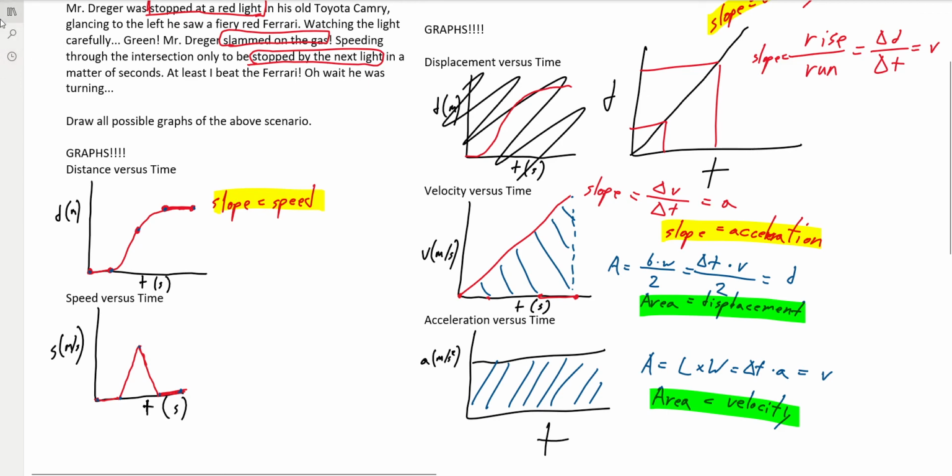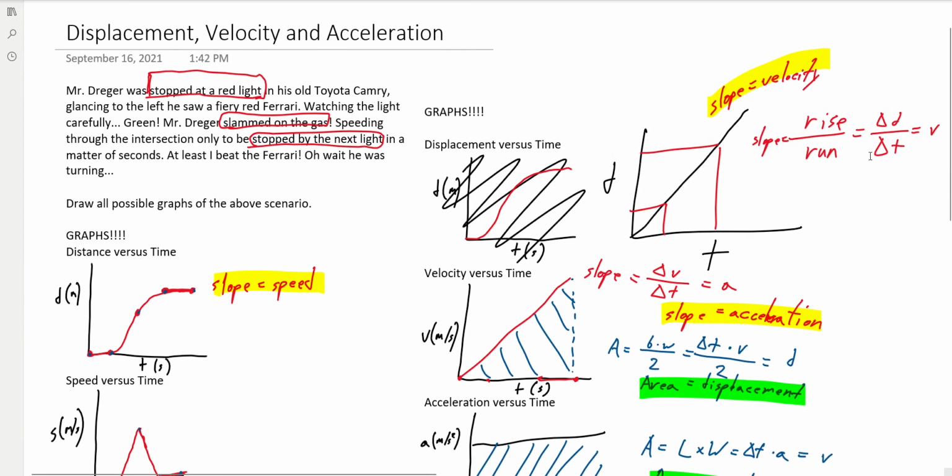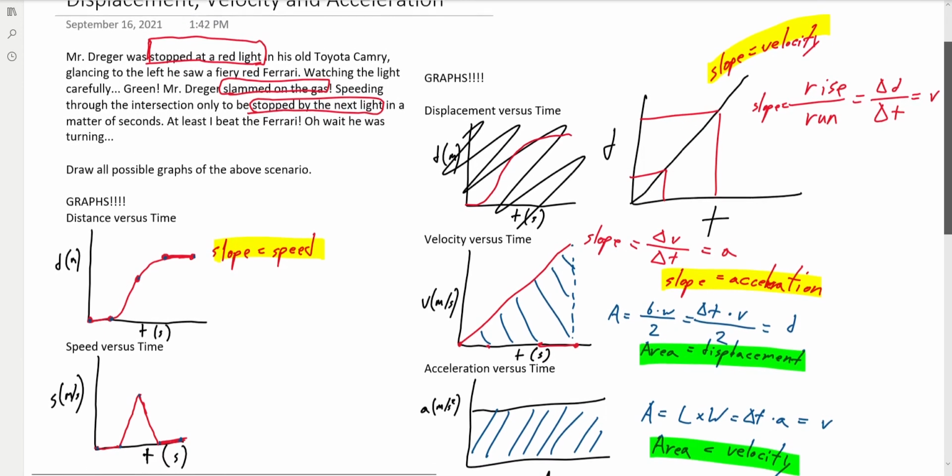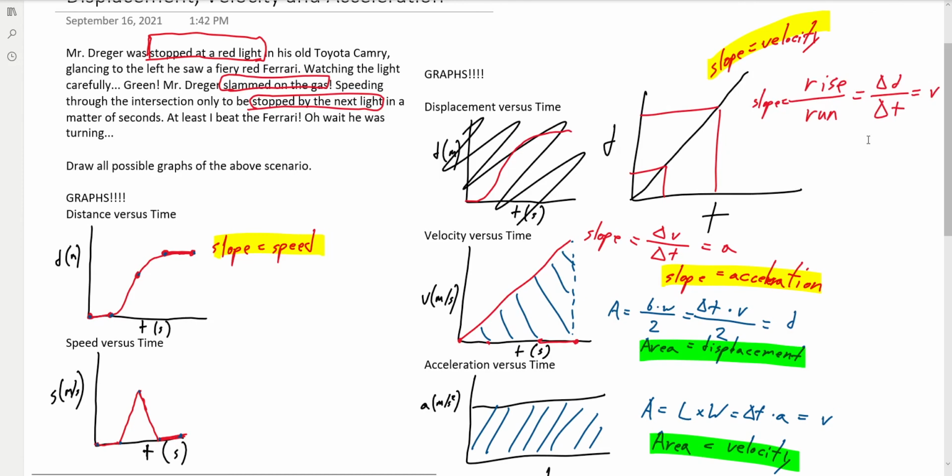So those are some of the different things that you need to know about when we're talking about graphs, especially these movement graphs in Science 10. We need to know the slopes, what they mean. We need to know the areas, what they mean. And these are the ones that matter. I hope this video helps you understand acceleration, displacement, and velocity a little bit better, and maybe a little bit of the scalar, distance, and speed as well. Good luck!